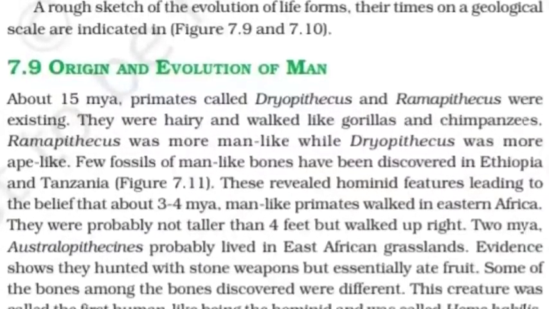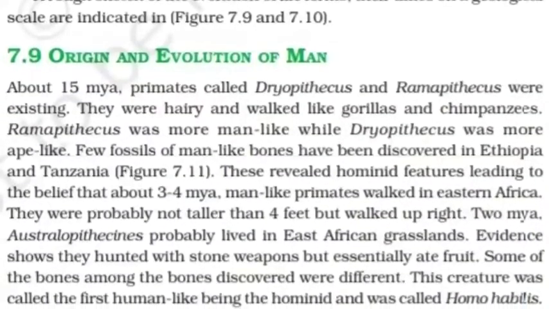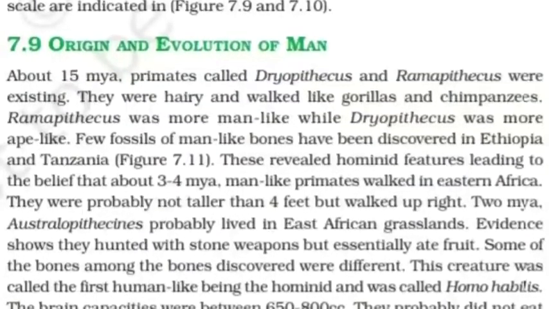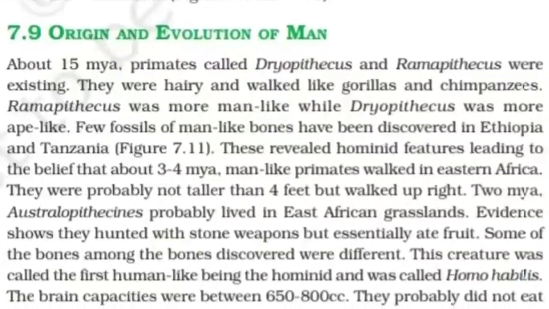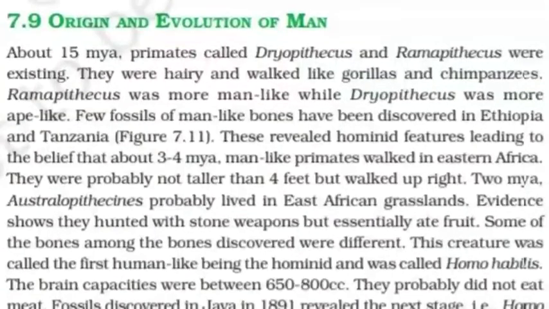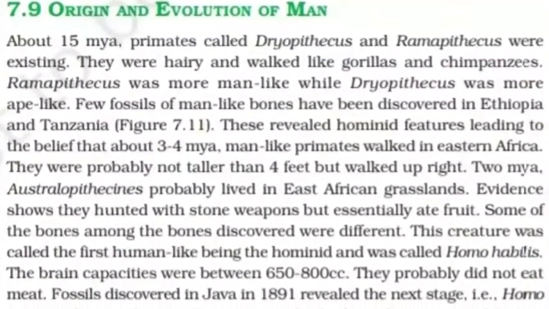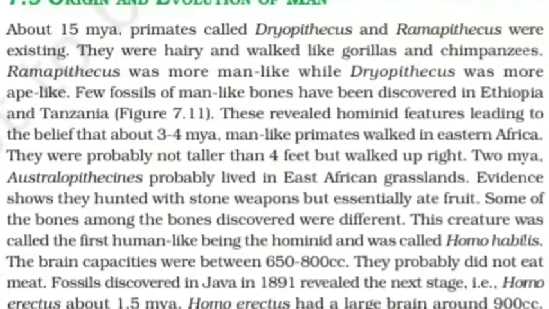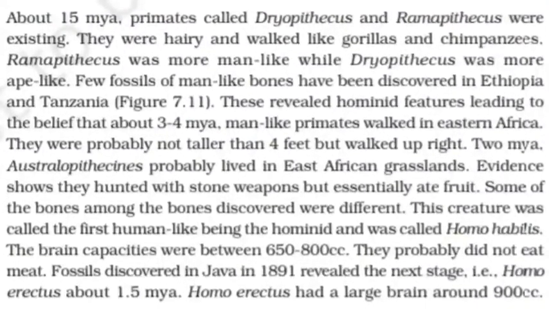Evidence shows they hunted with stone weapons. Some of the bones among the bones discovered were different. This creature was called the first human-like being, the hominid, and was called Homo habilis. The brain capacity was between 650 to 800 cc. They probably did not eat meat.